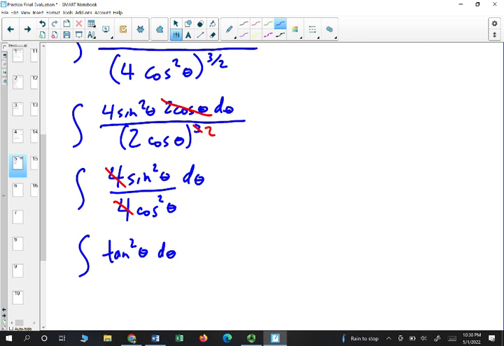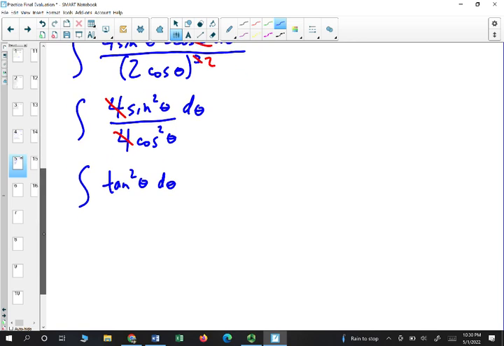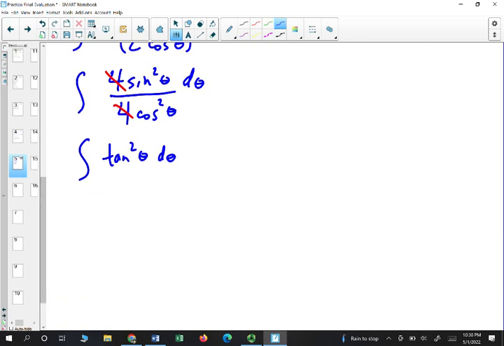So tangent squared, we could use an identity to replace. So that would be secant squared theta minus 1. Those of us who remember, we cannot integrate tangent squared on its own. But we can integrate secant squared. So the integral of secant squared will be tangent theta, and integrating 1 will just be theta.